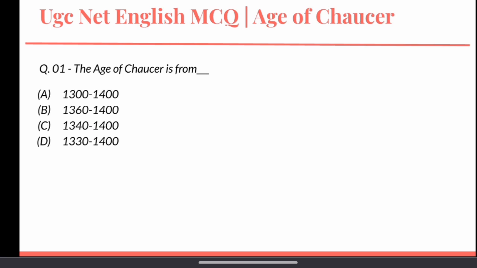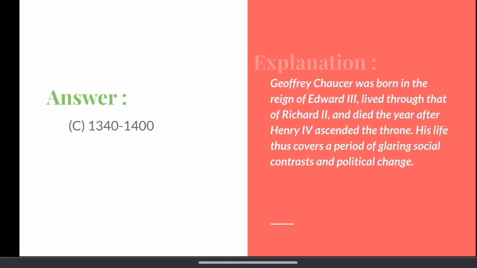The first question is, the Age of Chaucer is from. You have to tell me the lifespan of Chaucer, or the time period that we know as the Age of Chaucer. I will give you 3 seconds to choose your answer. The right answer for this question is option C. The Age of Chaucer is from 1340 to 1400.